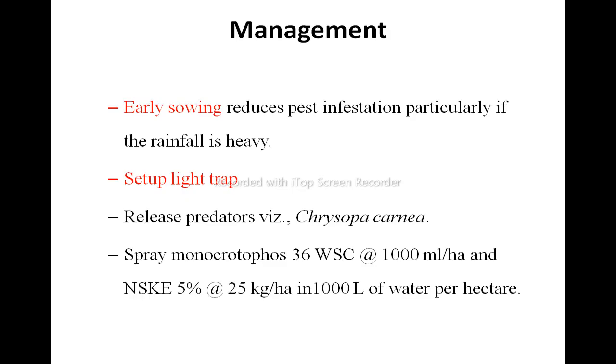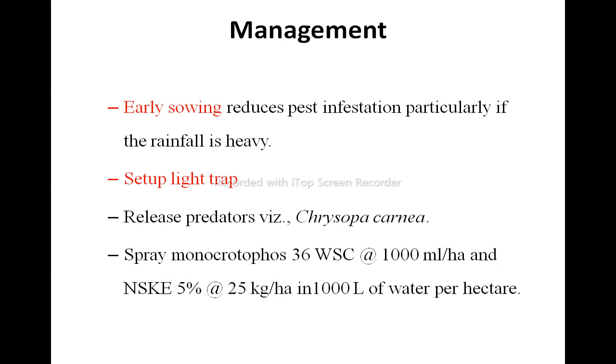Next, management. How can we manage the leafhopper in the cotton? First, we should go for early sowing. Early sowing is the most important practice for the control of sucking pests. Rainfall is also effective, as when heavy rainfall comes, all the leafhoppers are washed away from the leaf system. For the management of the leafhopper, early sowing is an important practice.